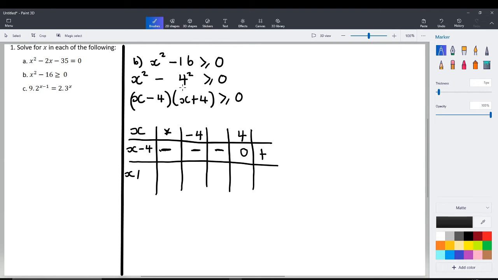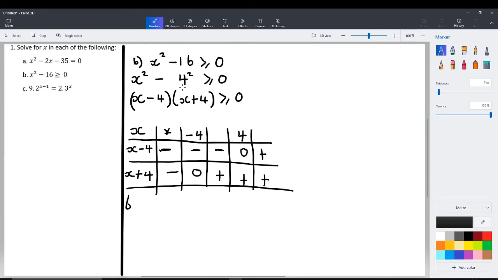Then for x plus 4, I do the same thing. I'm going to substitute a value less than minus 4. This function will be negative. If I substitute minus 4, this will be 0. If I substitute a value between minus 4 and 4, this will give me a positive value. If I substitute 4, it will still remain as positive. And if I substitute values greater than 4, again, it will remain positive. And this is for the second bracket.